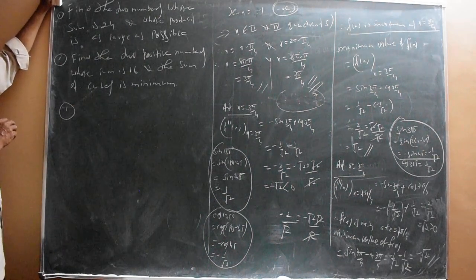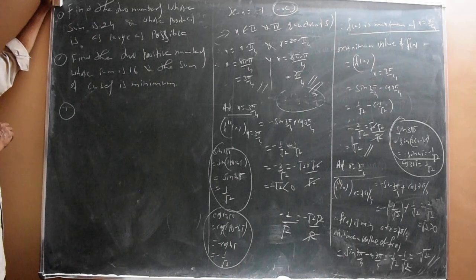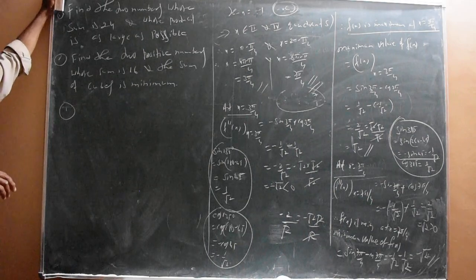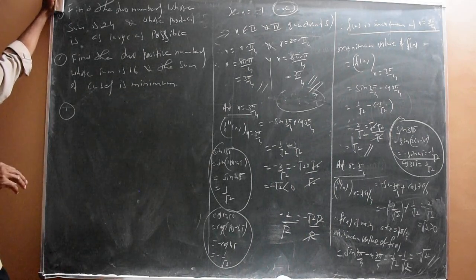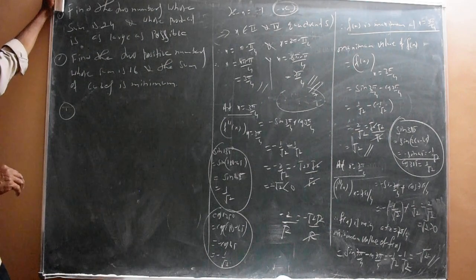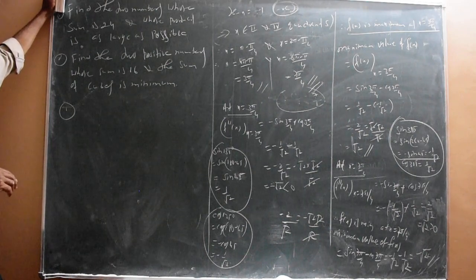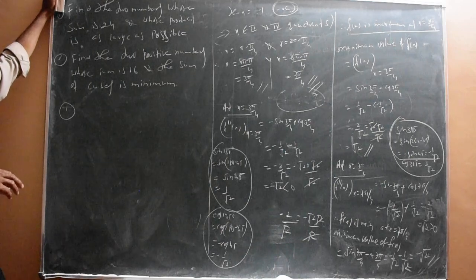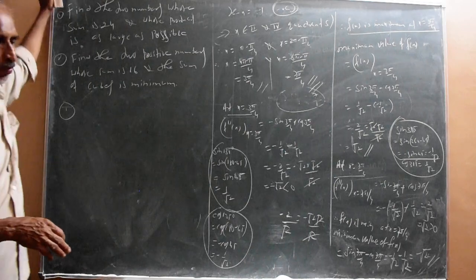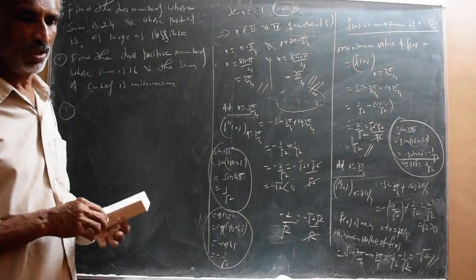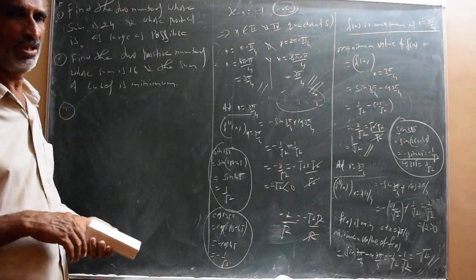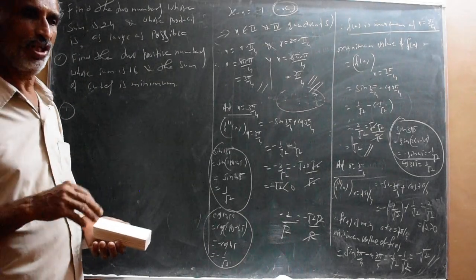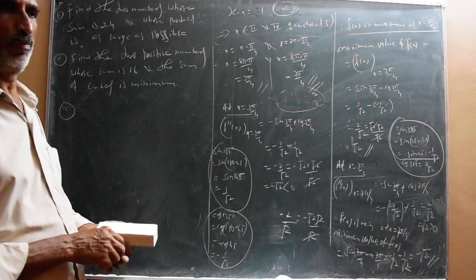Find the two numbers whose sum is 24 and whose product is as large as possible. Let the two numbers be x and y. Sum is total, so x plus y is 24. Product is as large as possible, meaning x into y, the multiplication, should be as big as possible. What is the condition given here? Sum is 24, means x plus y is 24. And product means multiplication, x into y is as large as possible, maximum.